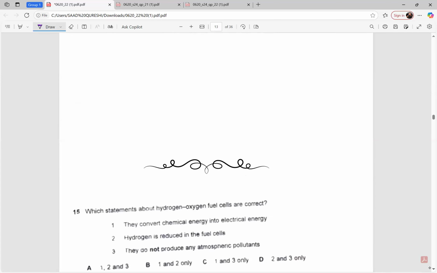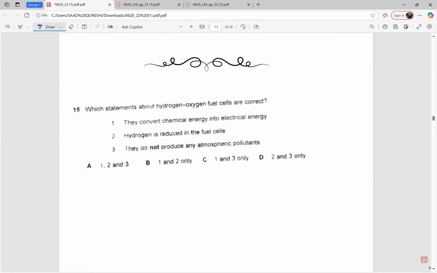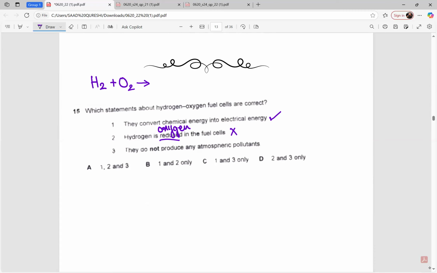Question number 15. It's about hydrogen fuel cell. Which statements are correct? They convert chemical energy into electrical energy. That's correct. Hydrogen is reduced. That is not correct because hydrogen is oxidized in the fuel cell. In a hydrogen fuel cell, the equation is H2 plus O2 gives H2O. This is the equation of hydrogen fuel cell. So hydrogen is being oxidized here, not reduced.